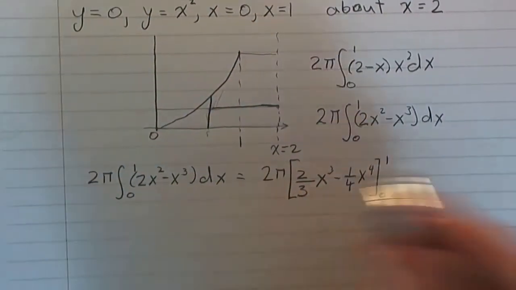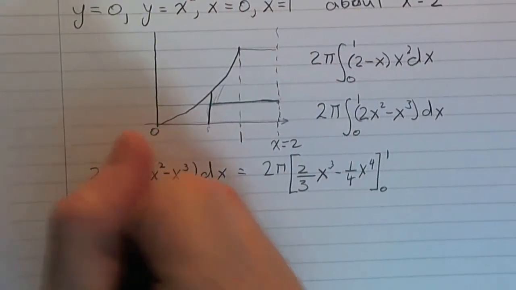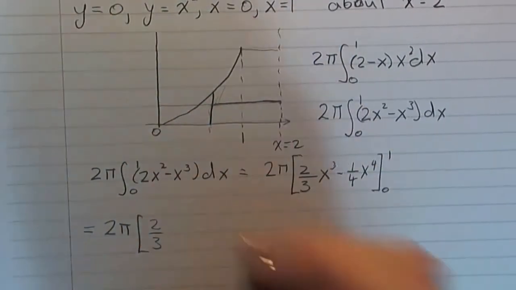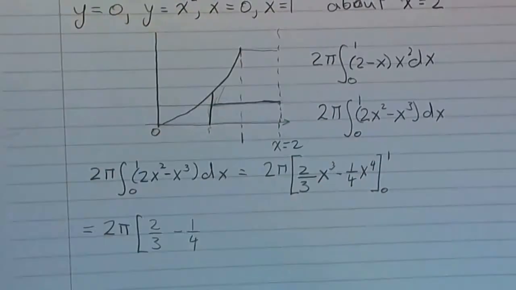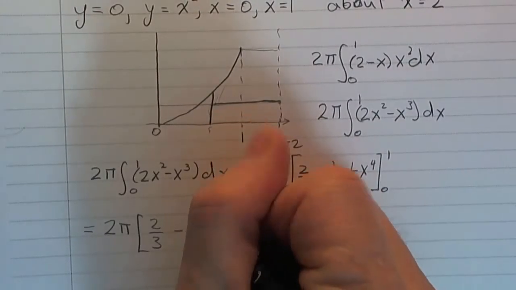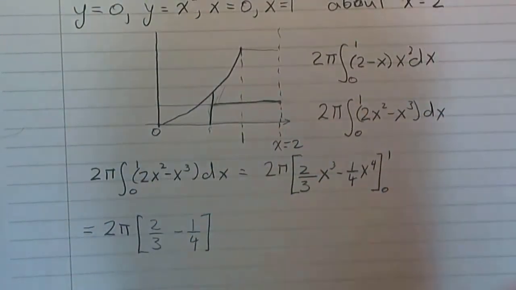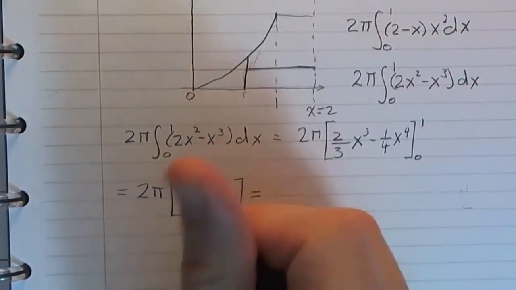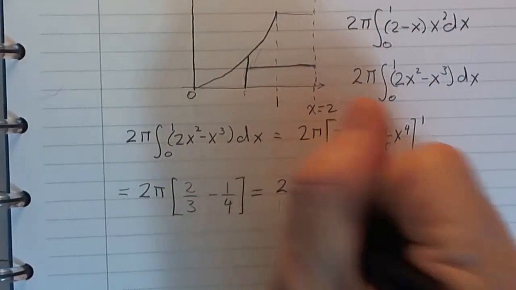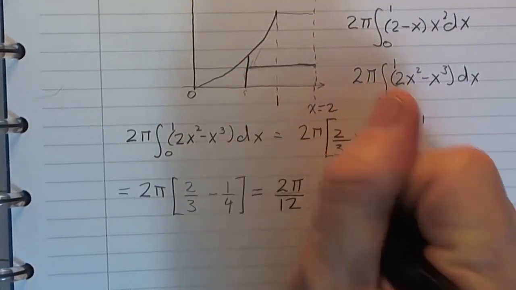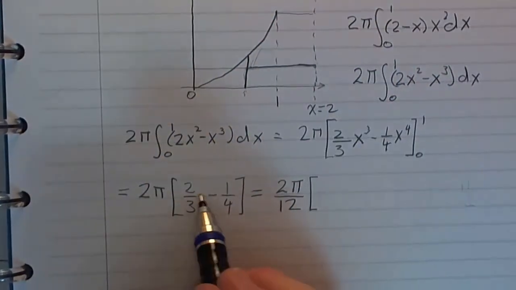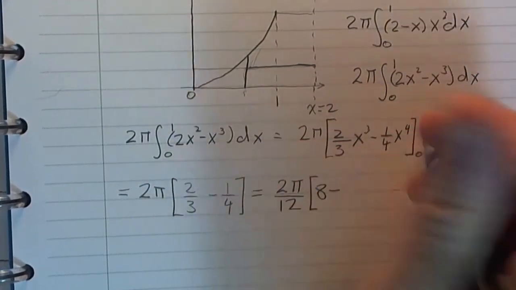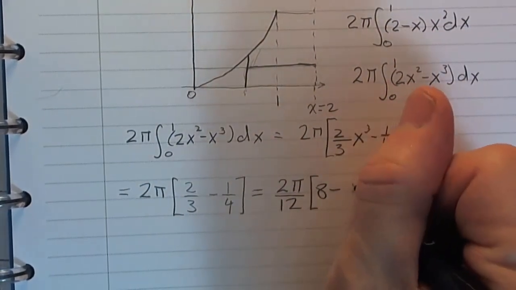Okay, now let's see what that's going to be. That's going to be 2 pi, 2/3 minus 1/4. And of course we would subtract putting in a 0, but there's no point in that. So let's see what this would be. I'm going to factor out a 12 from here. So this would be 2 pi over 12. And let's see what's left in there now. If I factor out a 12, I would need an 8 here minus a 3.